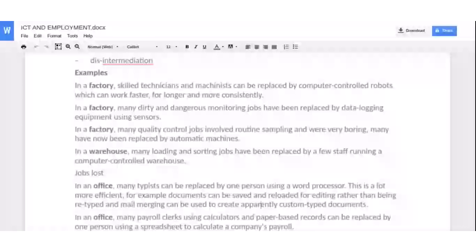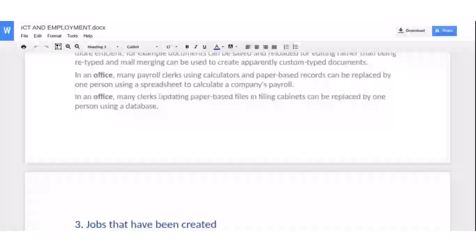As I said, I don't intend to look at every type of text here. Most of these are not very new concepts. I'm sure you'll be interacting with many of these concepts all along. In the office, many payroll clerks using calculators and paper-based records can be replaced by one person using a spreadsheet to calculate a company's payroll. So we are just seeing some of the situations where jobs can be lost.